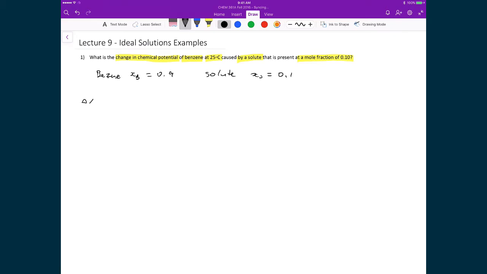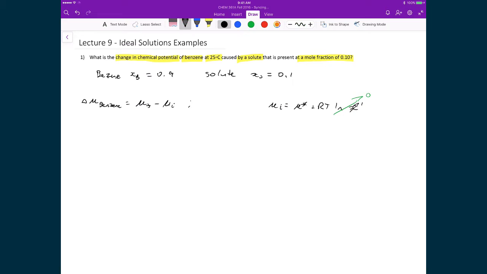And the question is, what is the change in the chemical potential of benzene due to the fact that I've added this solute to my solution? As always, a change in chemical potential, or a change in anything, is just the final minus the initial. So let's write that out. In my initial case for the benzene, we had the chemical potential of the pure benzene plus RT times the natural logarithm of the mole fraction. In the initial case, the mole fraction is equal to 1, and the natural logarithm of 1 is 0.